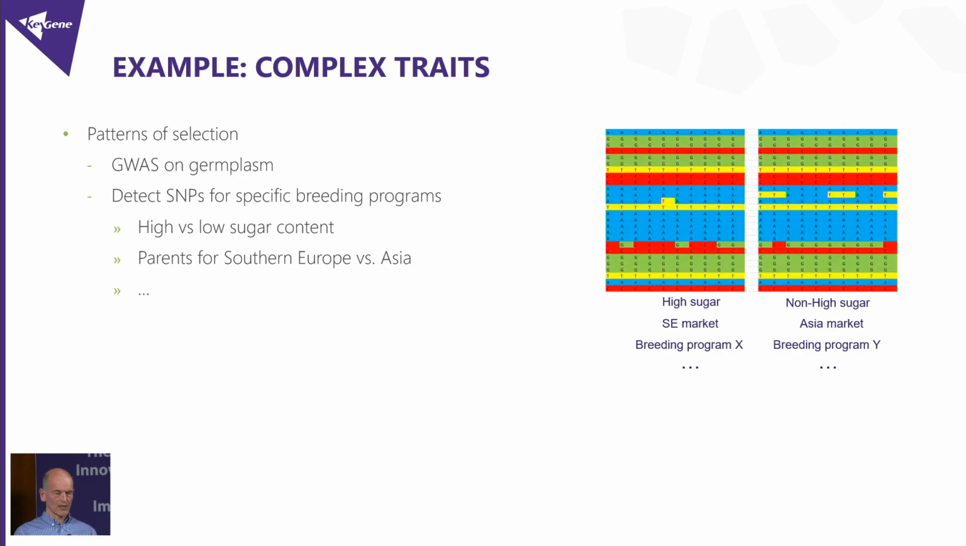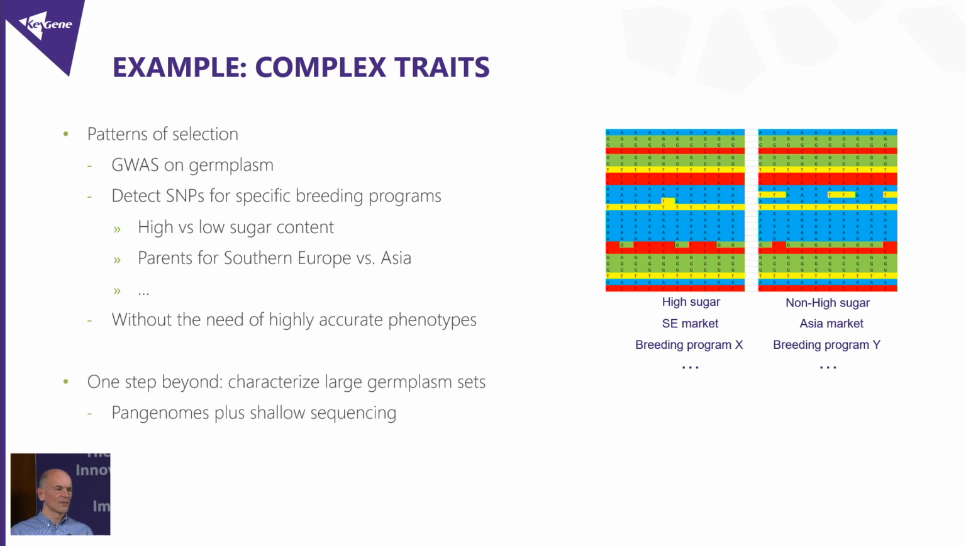The panel on the left, it's accessions from a breeding program selected on high sugar. On the right is a breeding program not selected for high sugar. And by looking at the allele frequencies, you can detect SNPs that were selected for. And one of the benefits, as you probably will realize, is that you do not need very accurate phenotypes, as long as you know it has been selected for and the locus can be selected for.